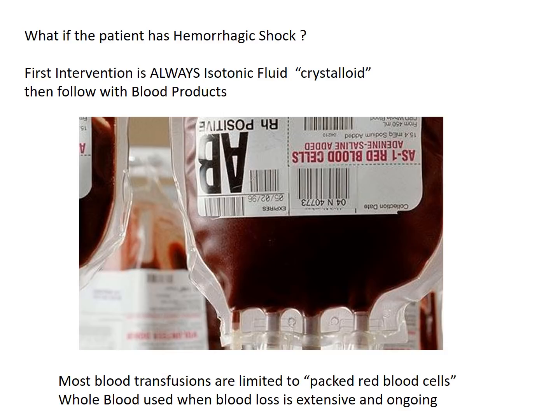What if the patient has hemorrhagic shock? Well, again, the first intervention is always the isotonic fluid, the crystalloid, and then that is followed with blood products. We're not going to get a whole lot into blood transfusion at all, but remember, most blood transfusions are limited to the packed red blood cells. If hemorrhage is extensive and ongoing, then whole blood, meaning the red blood cells and the plasma, can be given to the individual. But for a one-time transfusion where the individual is then stabilized, possibly all that needs to be given are the red blood cells and not whole blood.